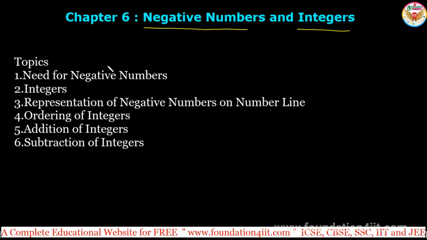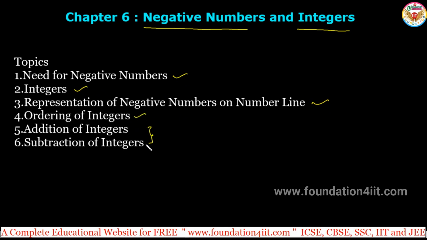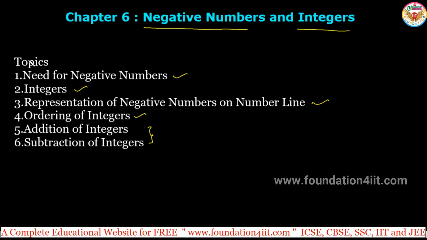Okay, so in this chapter these are the topics we are going to explain. First, let us see what is the necessity for negative numbers. Okay, need for negative numbers. Then next is what are integers, how to represent integers or negative numbers on the number line, and ordering of the integers. In this, again, we have addition and subtraction of the integers. Okay, these are the topics. Let me explain each and everything briefly, one by one.